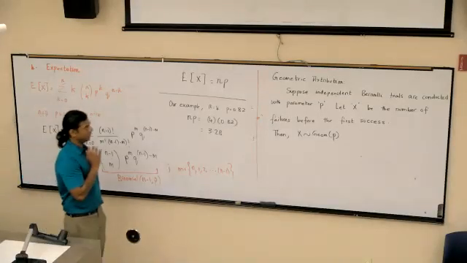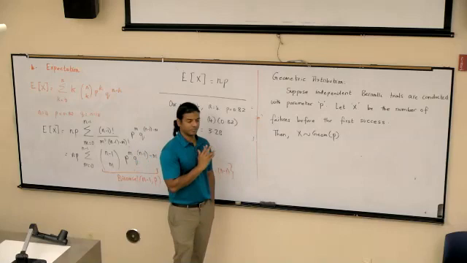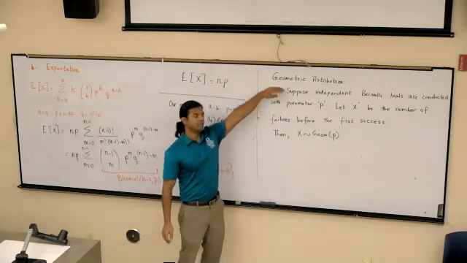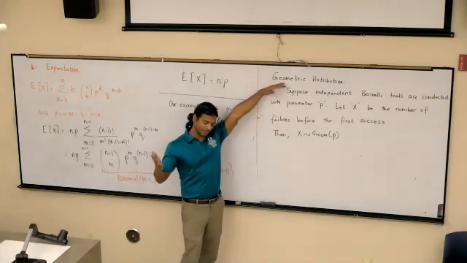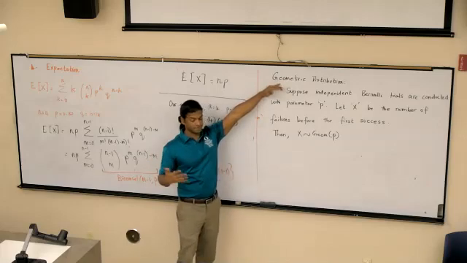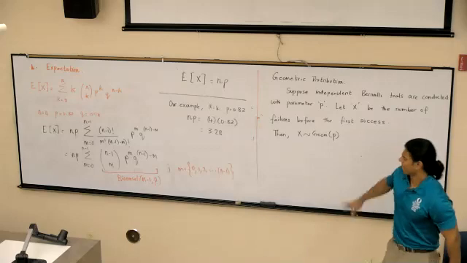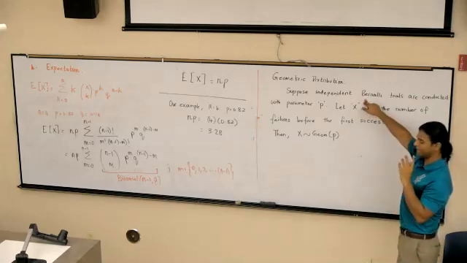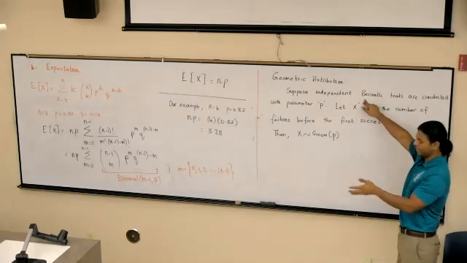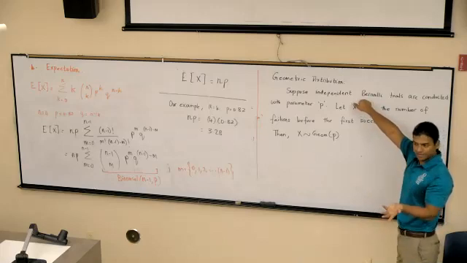First off, you might wonder as to why we call this a geometric distribution. We call it geometric because it is tied or related to a geometric series, hence the name geometric distribution. So we have a sequence of Bernoulli trials. What is a Bernoulli trial?